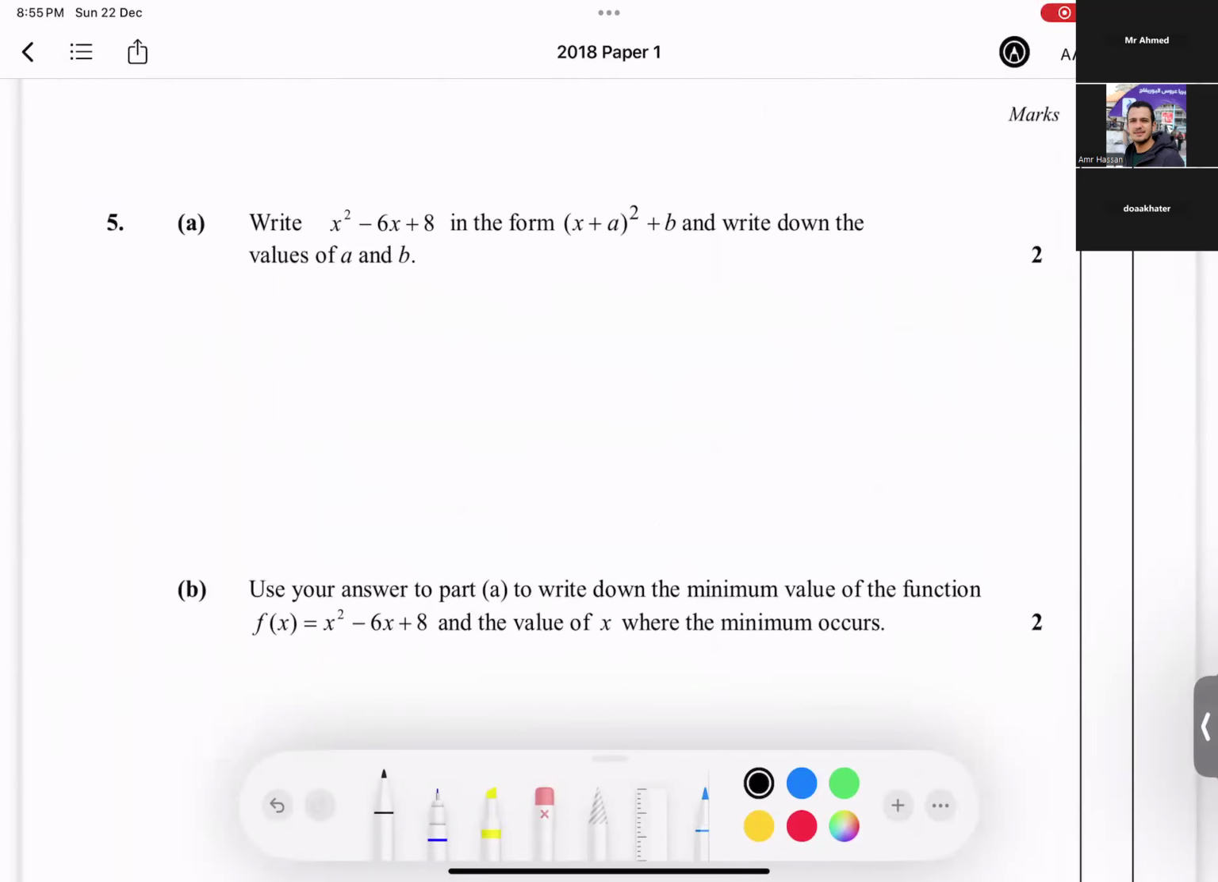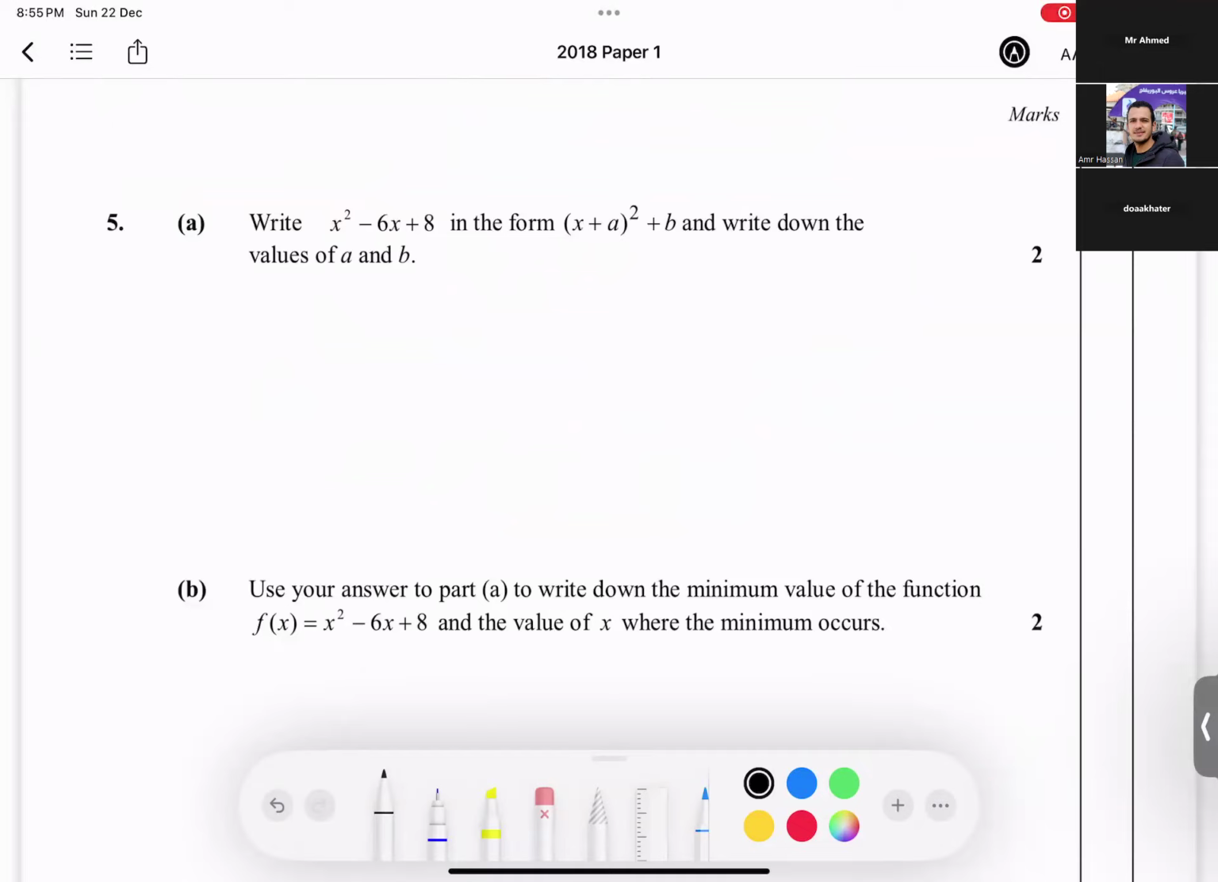Oh, listen. He asked me to turn it from being written in standard form into vertex form, or canonical form. Honestly, I'm gonna teach you today a couple of ways to do it, and both of them are pretty simple. You could pick whichever you want.